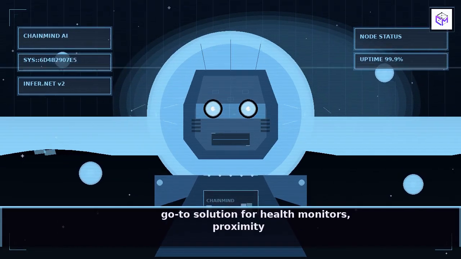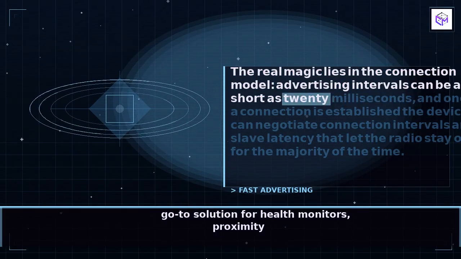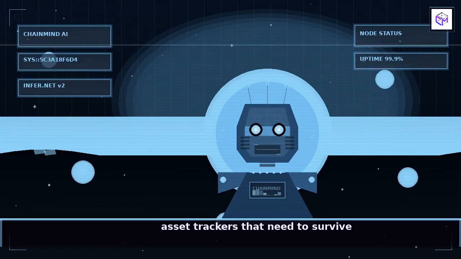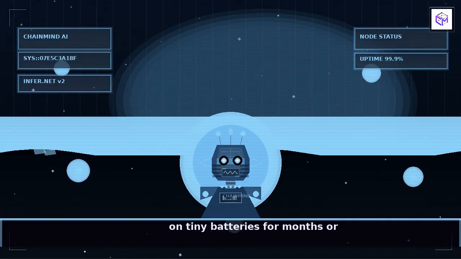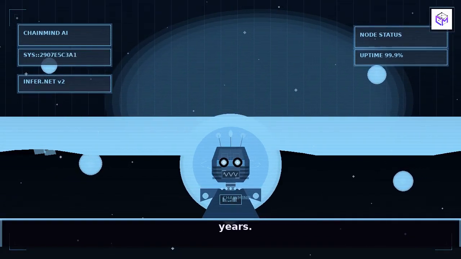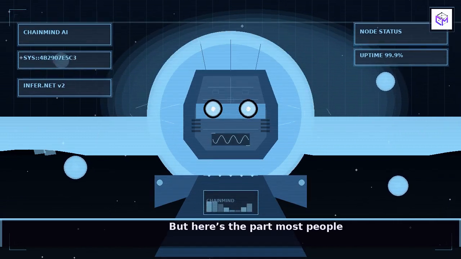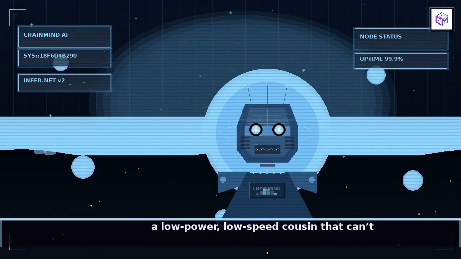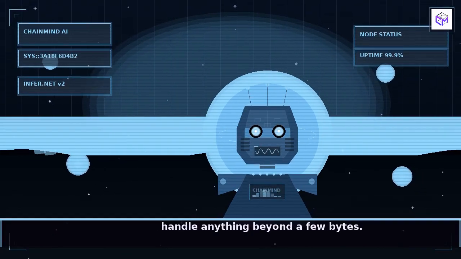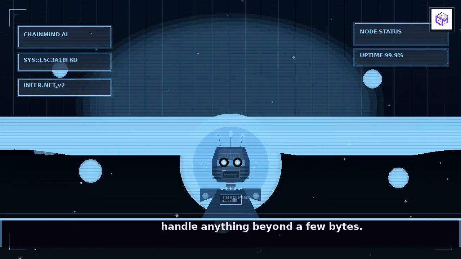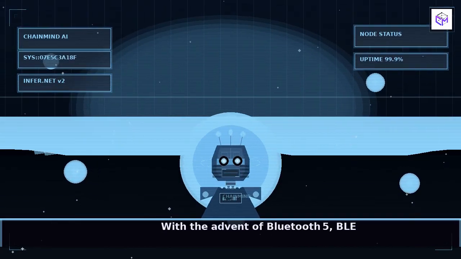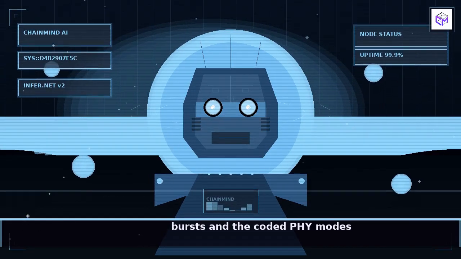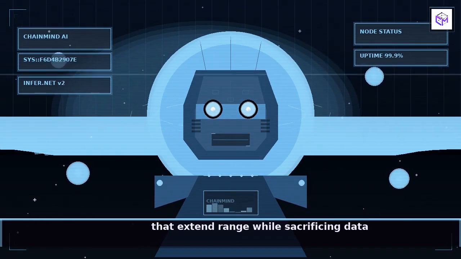But here's the part most people get wrong. BLE is not just a low-power, low-speed cousin that can't handle anything beyond a few bytes. With the advent of Bluetooth 5, BLE gained the 2M-PHY for double speed bursts and the coded PHY modes that extend range while sacrificing data rate. In practice, that means a BLE-enabled smart lock can stream a firmware update at a respectable speed, and a BLE audio device can push a short music clip without waking the whole system.